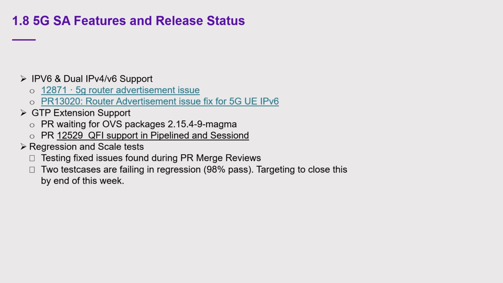At the same time, the IPv6 issue also is blocked for the same reason, but the changes are contained there. With GTP extension, there is more exposure, so once we have them merged, it will need more testing. From a regression and scale testing perspective, we continue testing and fixing the issues that we talked about. And in the CI, in the 5G WLCA test cases, a couple of test cases are failing, which the team is working on, and we'll have that fixed by the end of this week.